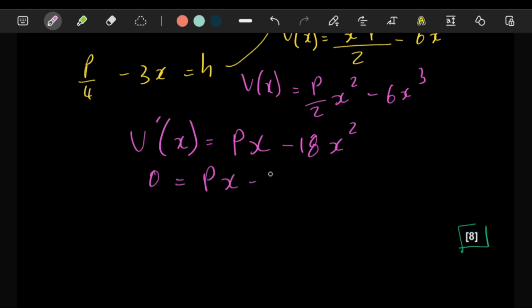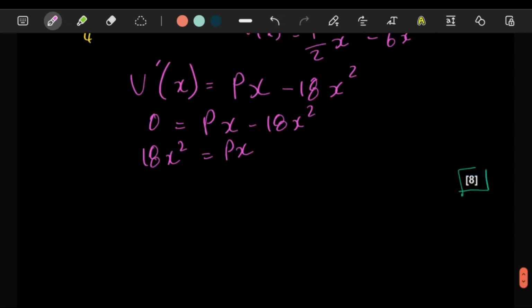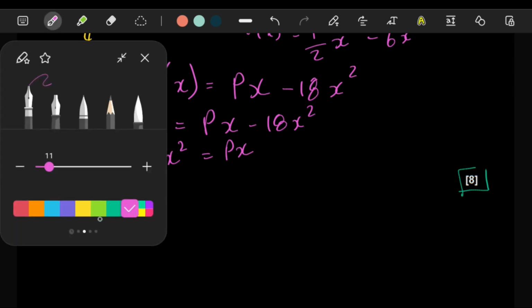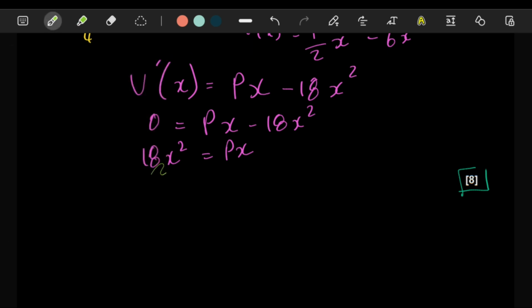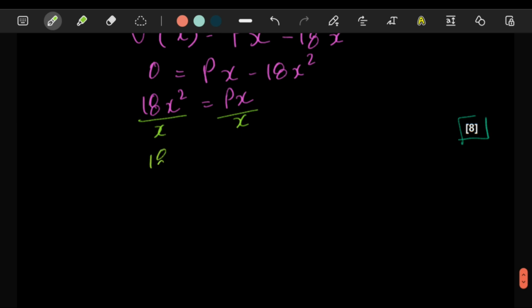This is px minus 18x squared. Take this to the other side, 18x squared is equal to px. And then we're going to divide both sides by, well, clearly we can divide both sides by x here. Divide by x, it's going to give us 18x equal to p.